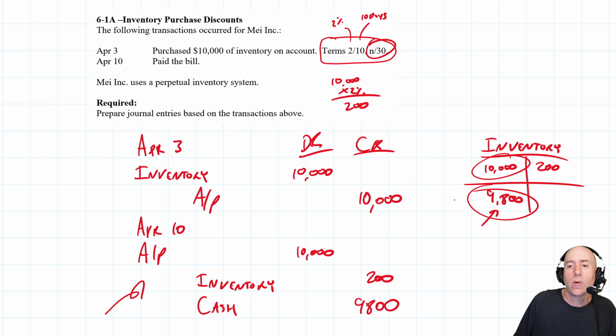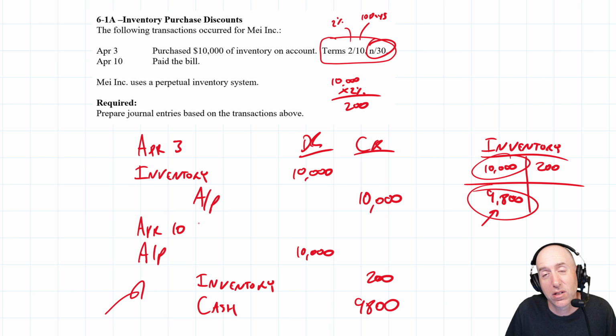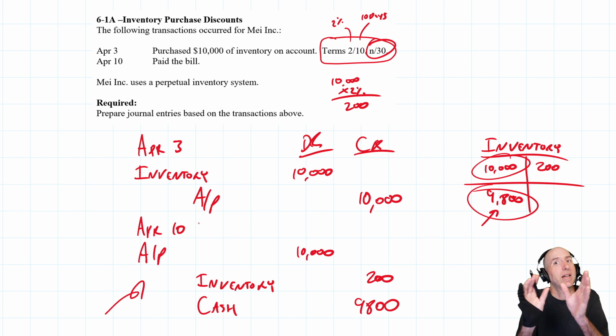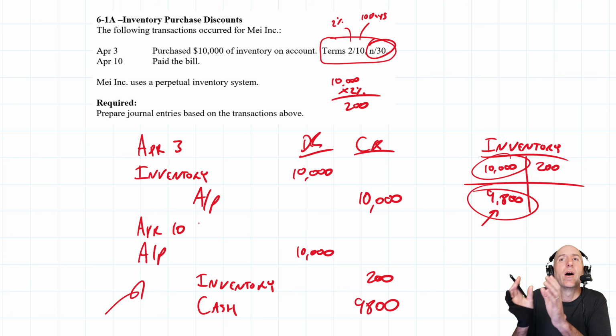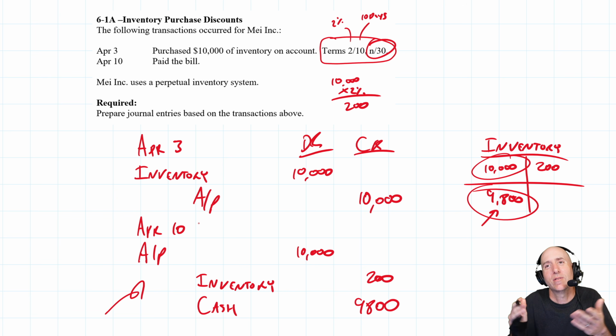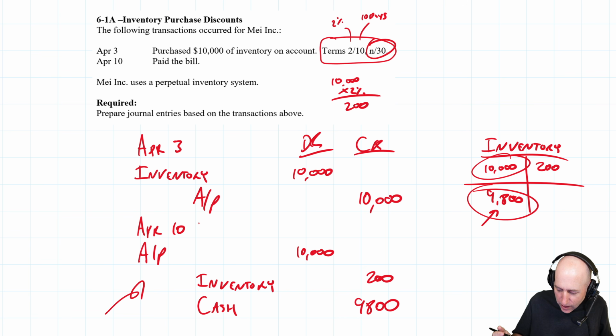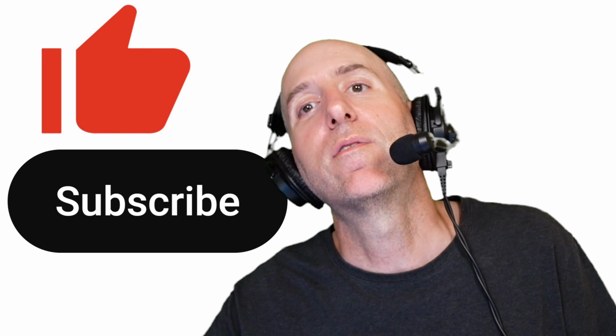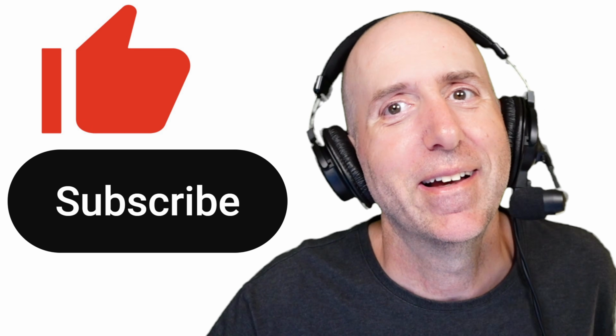Brings up the quirky situation where if we just waited another week and paid on April 17th, this inventory value would be $10,000 because that's what we would have paid for it. We didn't claim the discount. So it's the exact same piece of inventory. It could be worth more if we paid more. So it's a funny situation, but there you have it. Our inventory is worth what we paid for it. It's worth $9,800.